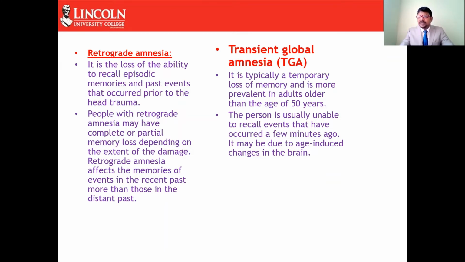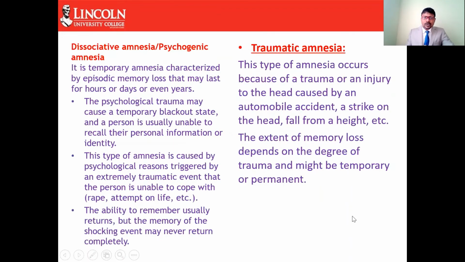So in case of personal habits, or if they have met with an accident, or because the age grows, or personal habits like alcohol, smoking and drug addiction. These things, and psychological depression also. Many people may get amnesia after the age of 50, so that is called transient global amnesia. Another type is dissociative amnesia or psychogenic amnesia.